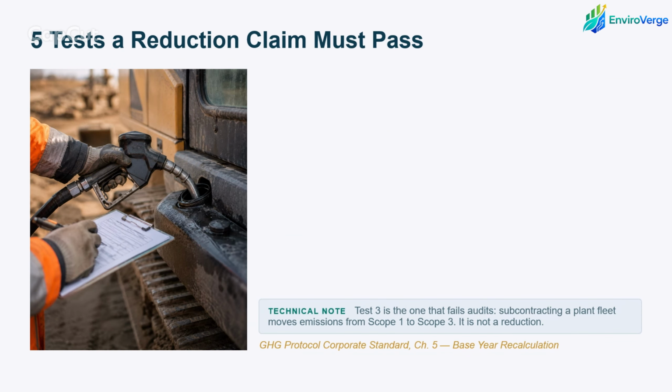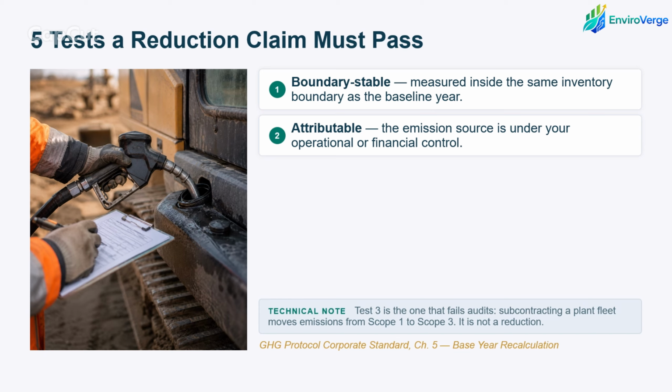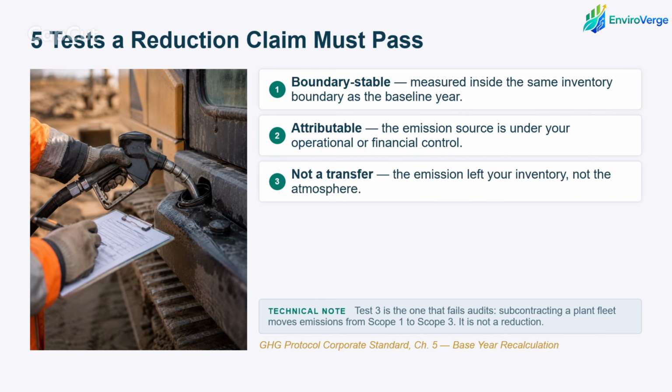So what actually counts as a reduction you can claim? 5 tests. 1. Boundary stable, measured inside the same inventory boundary as your baseline year. 2. Attributable. The emission source is under your operational or financial control. 3. Not a transfer. The emission left your inventory, not the atmosphere. And that third one is where audits fail.